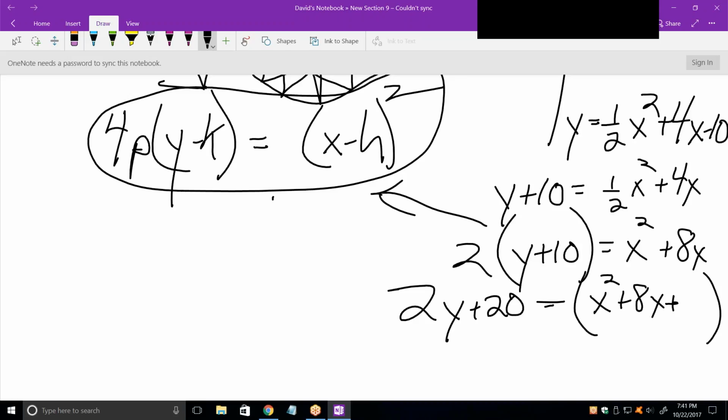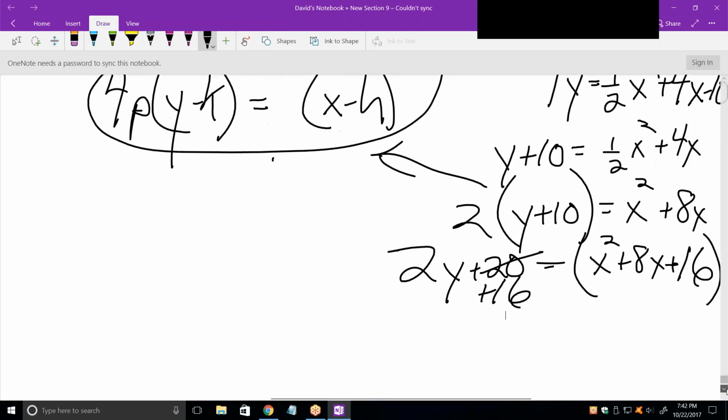I think I have it, but I'm not sure. 1/2 of 8, the coefficient of the next term. You take 1/2 of that and you square it. Okay, so 16. Now, because I just added 16 on the right side, I got to add 16 to the left, in order to balance it out. In other words, whenever I'm completing the square, I'm never changing the equation.